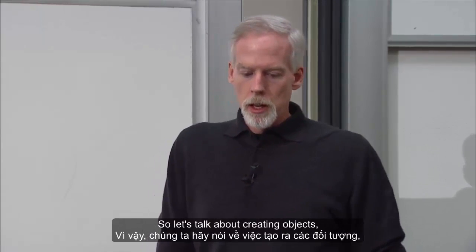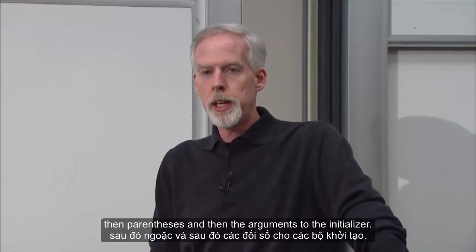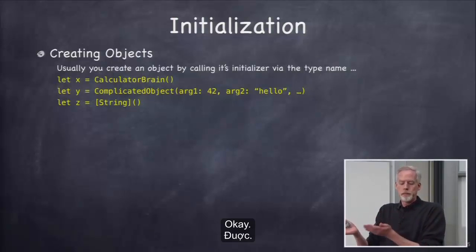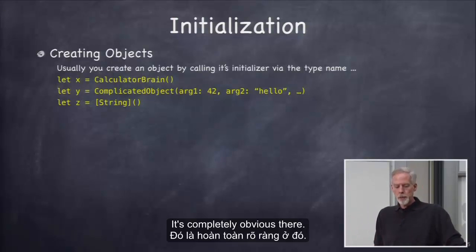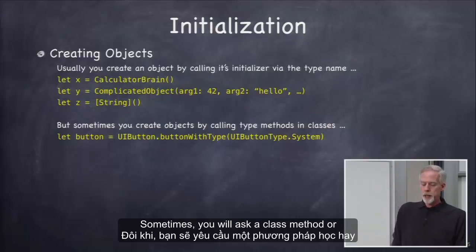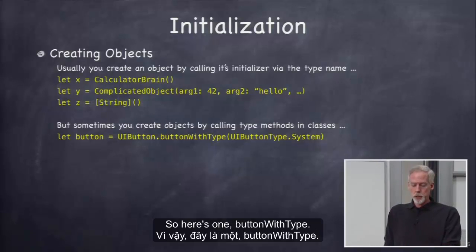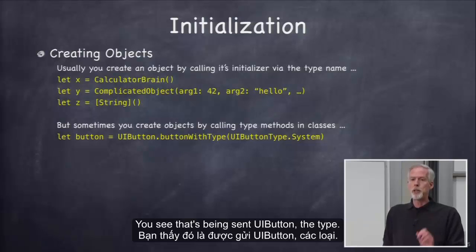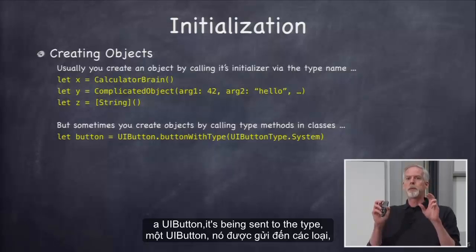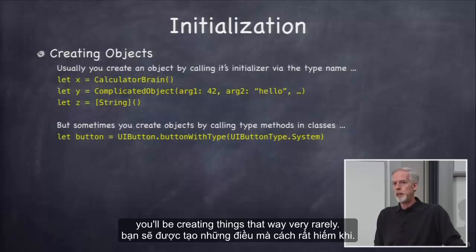Okay, so let's talk about creating objects then. You know to do it by putting the type and then parentheses and then the arguments to the initializer. It's completely obvious there. You notice you don't always create objects by doing that. Sometimes you will ask a class method or a type method to do it. So here's one, button with type. You see that's being sent to UIButton, the type. It's not being sent to a UIButton. It is being sent to the type, like we talked about before. And so sometimes you'll be creating things that way.